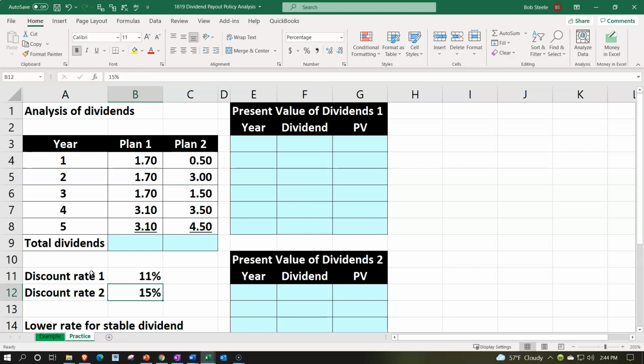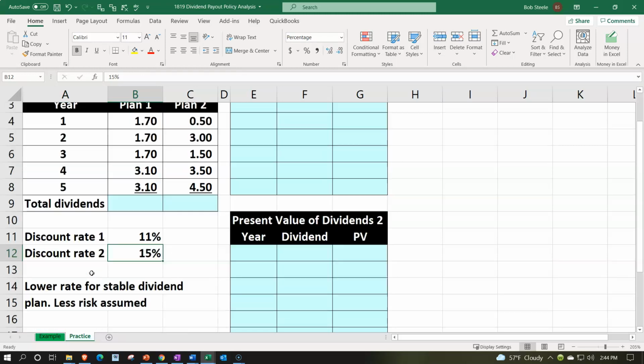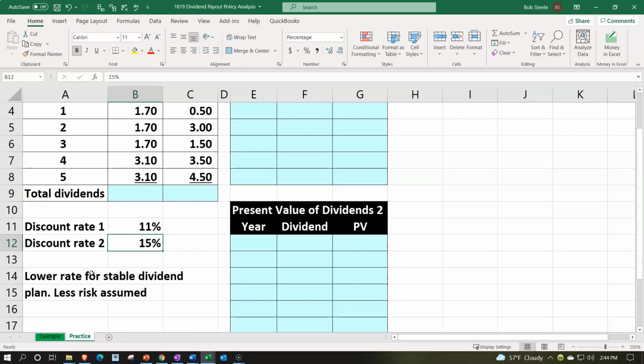So that's going to be the assumption that we're going to make, and then we'll think about basically a present value analysis between these two. So the lower rate for the stable dividend plan, less risk is assumed.